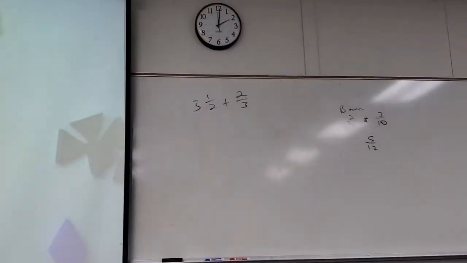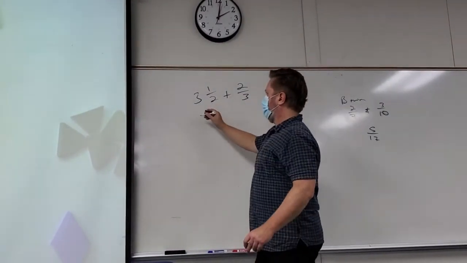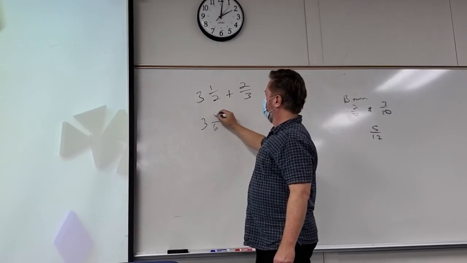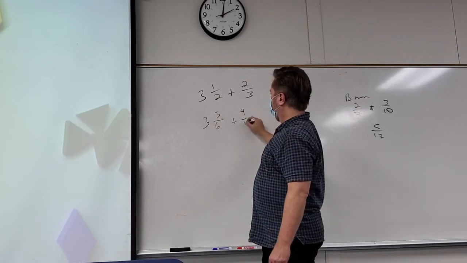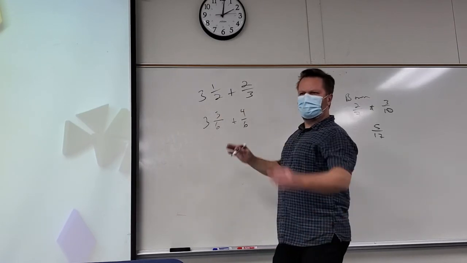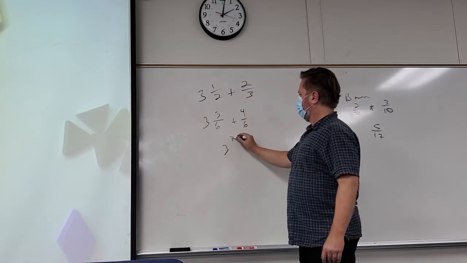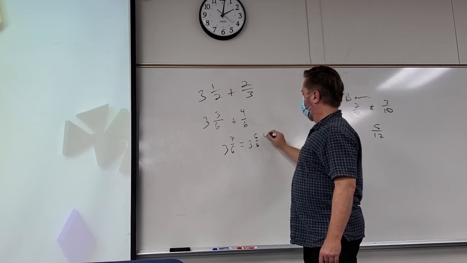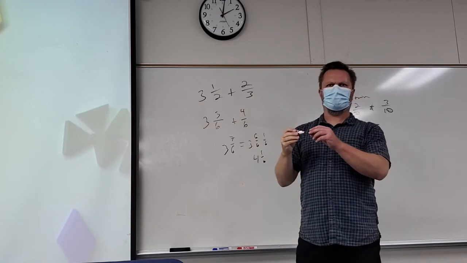But if I do this, we should all be able to do this. 1/2 is how many sixths? 3. 2/3 is 4/6, right? We could do it either way that we just did earlier. We could do 3 and 7/6, and then realize that 6/6 is a whole. So we get 4 and 1/6. But there it is visually, right?